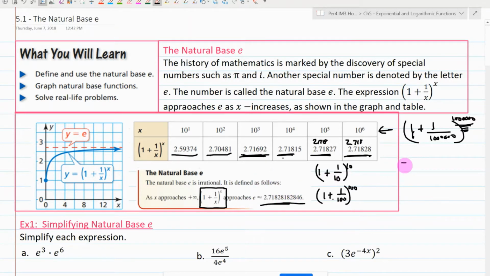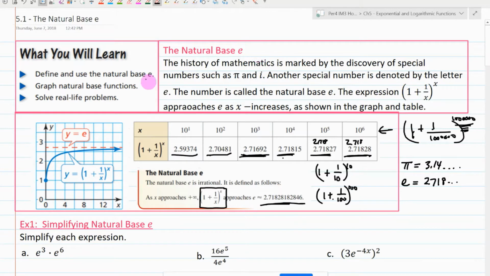It's kind of like pi. Pi has its own value, 3.14, etc. e also has its own value, 2.718, etc. Okay? You do have a button on your calculator that is an e.